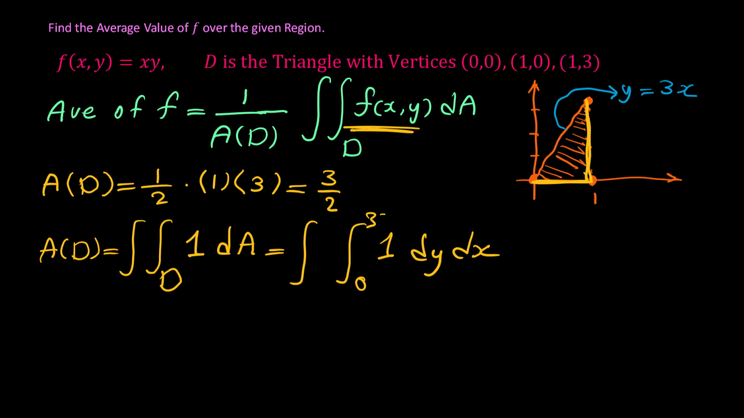So here is 3x. What about x? For x, simply by looking at this triangle, you can see that the smallest amount of x is 0 and the maximum value for x is 1. So x is changing from 0 to 1.